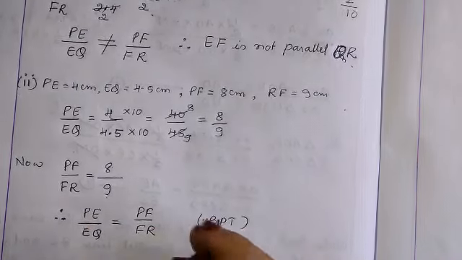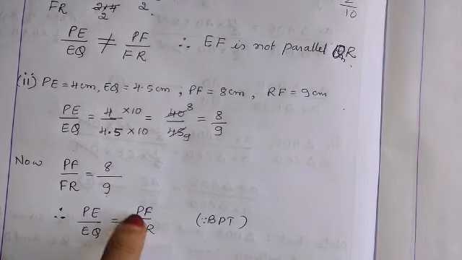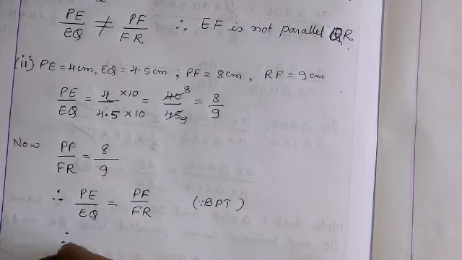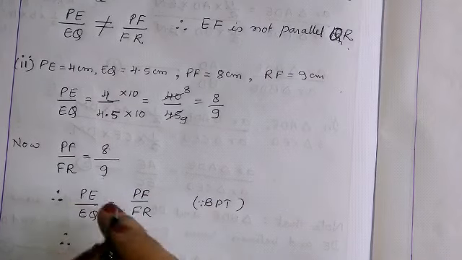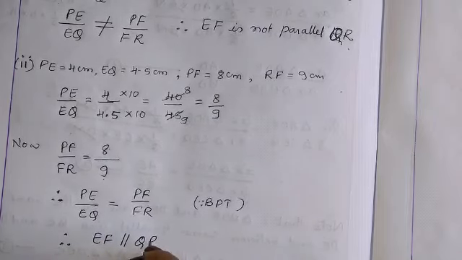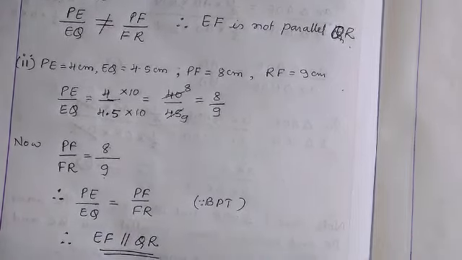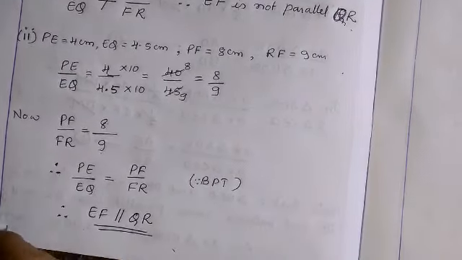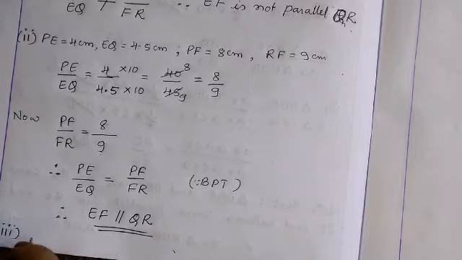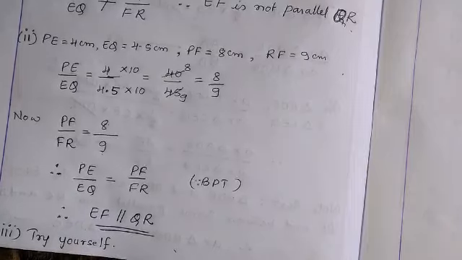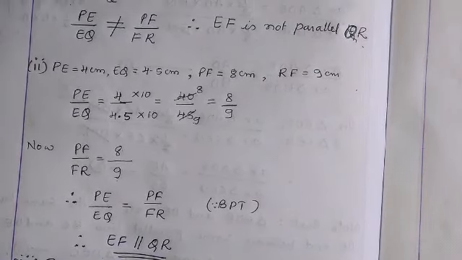Converse of BPT, what does it tell? If their proportions are equal, therefore EF is parallel to QR. In this way, we have to find. So you can do the third one. Try yourself. It's really very easy. I have done two problems, so obviously you will be able to do the third one.